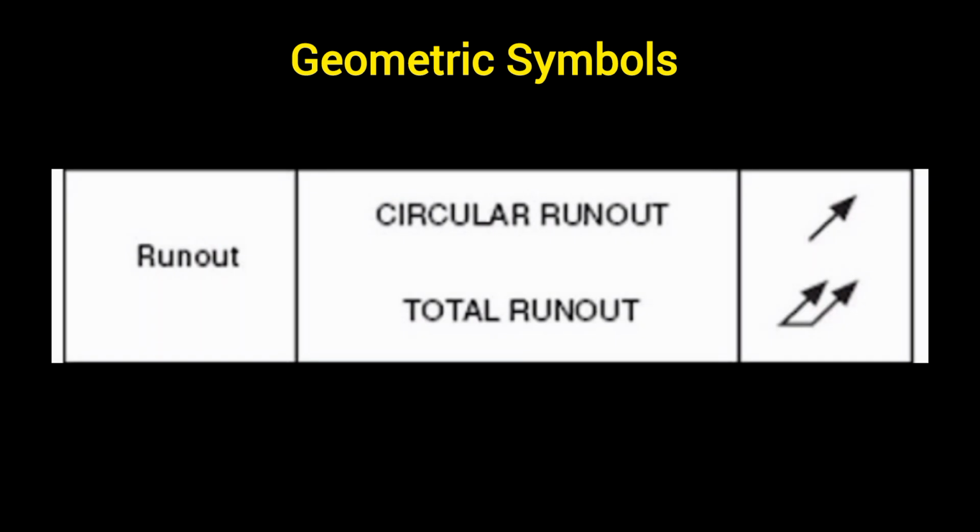The same goes for our next category, that is runout. In runout, we have two symbols, circular runout and total runout. Let me tell you about circular runout. It actually controls the circular movement. So what exactly is it? Assume a cylindrical surface, like a cylinder, rotating smoothly. Circular runout assesses its radial and axial variations, and total runout controls all geometric variations simultaneously, like form, orientation, and location.